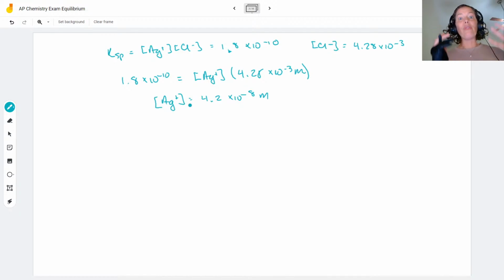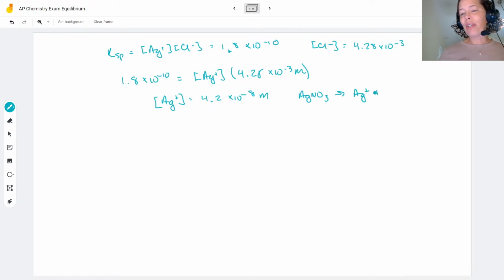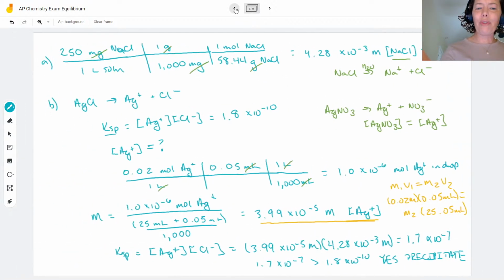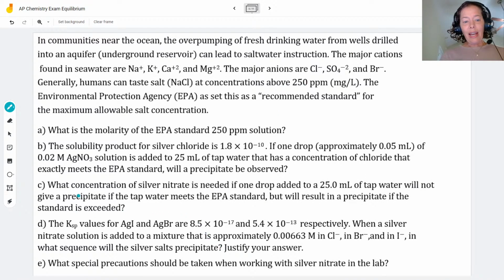Now, your concentration of silver is your concentration of silver nitrate, because going back to your stoichiometry, it's a nice 1-to-1. So if you know what you want for your concentration of silver, you know what you want for your concentration of silver nitrate. So the concentration of silver nitrate that you want is this 4.2 times 10 to the negative 8th. And that way you can make your testing reagent so that you can just add that 1 drop to it. Okay, I think that was it for part C. Let me go back to part C. Yeah, so they just wanted concentration of silver nitrate there.